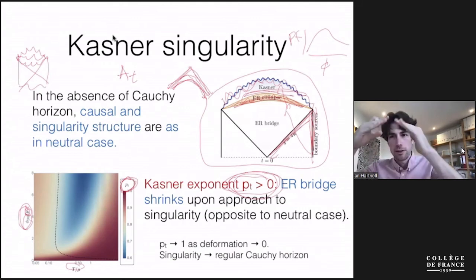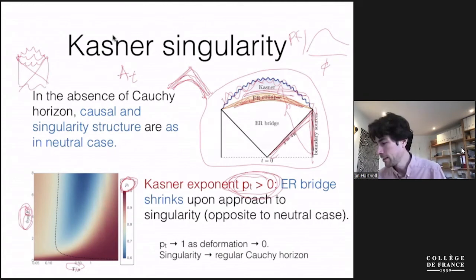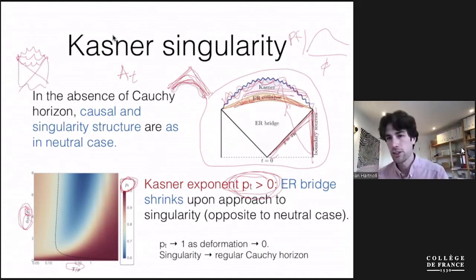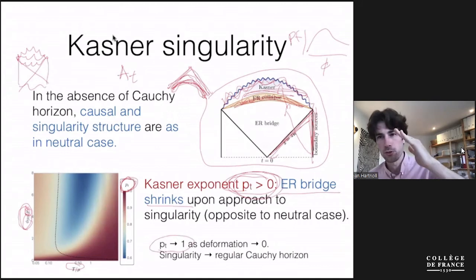And so the Cauchy horizon is not there anymore, but the Kasner singularity sort of remembers that, if you like, and in the space-time these lines get smaller as you go towards the singularity. So the Einstein-Rosen bridge shrinks as you approach the singularity. Let's just remember that it goes towards 1. p_t equals 1 corresponds to a regular space, like Rindler. It's not actually a singularity at all. So a regular horizon, written in terms of Kasner coordinates, would have p_t equals 1.